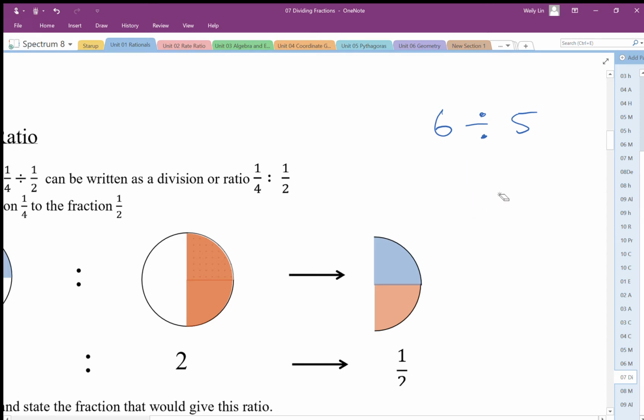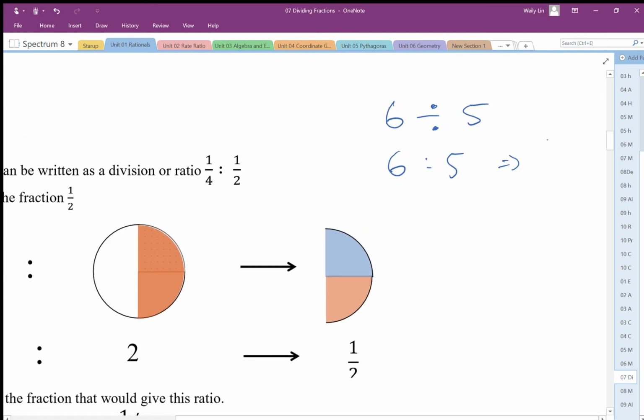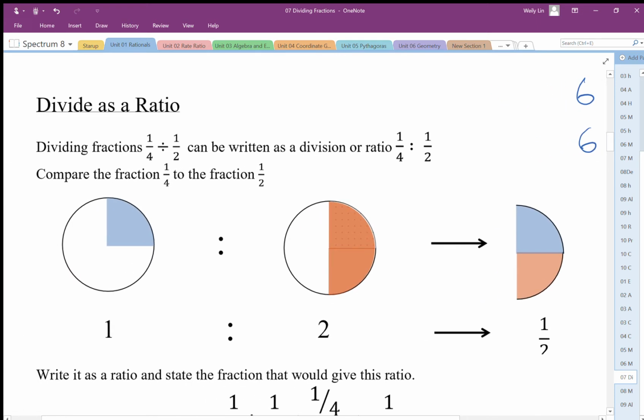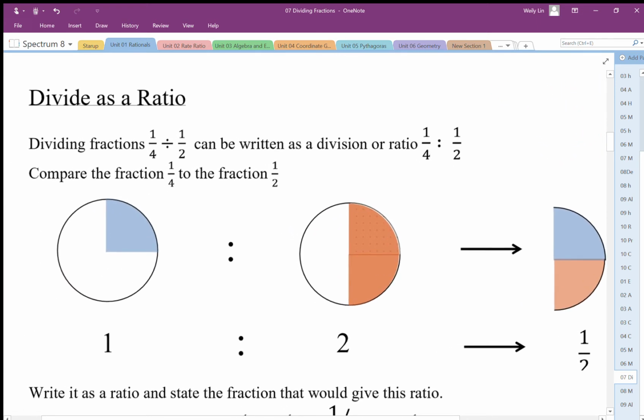So like I said, we can do 6 to 5, and then that translates into a fraction, 6 divided by 5. So divide and ratio comparisons are very much the same thing. So we can think of divide as a ratio when we do fractions.